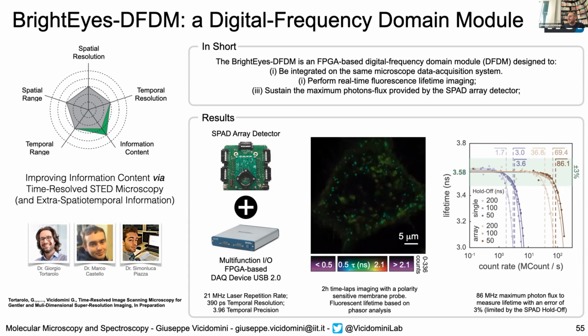So we decided to also implement a second architecture based on the digital frequency domain approach. I don't have time to explain the details of that, but the major difference with the time tagging approach is that now you are just recording the histogram of the photon arrival times, and you are not recording the information at the single photon level. This is clearly a disadvantage for many other applications, but in the case of fluorescence lifetime imaging, this information is enough to get a map of your lifetime.